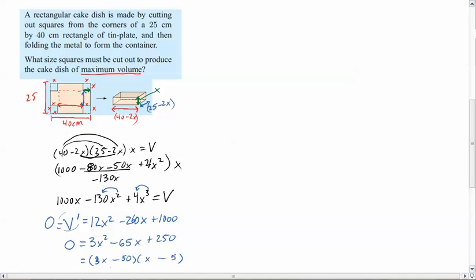All right, so at this point we can now solve. We can set each one of these equal to 0. So x could be equal to 5 for this one, or x could be equal to, add the 50, divide by 3, so 50 over 3. So it looks like both of those are possible options.